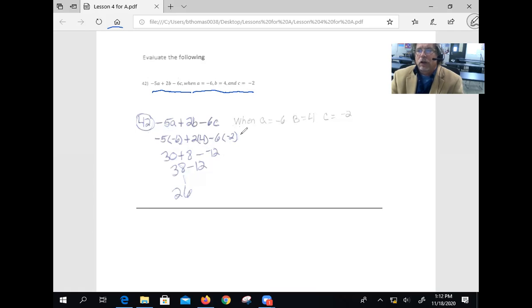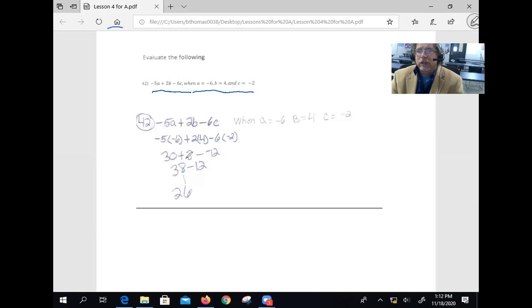You don't have to use the order of operations. But on the GED test, this may be on the side where you don't get a calculator, so keep that in mind. So when you did this, a negative times a negative is actually a positive, and 5 times 6 is 30, so that's correct. 2 times 4 is 8, that is correct. The minus sign comes down, and 6 times negative 2 is negative 12.